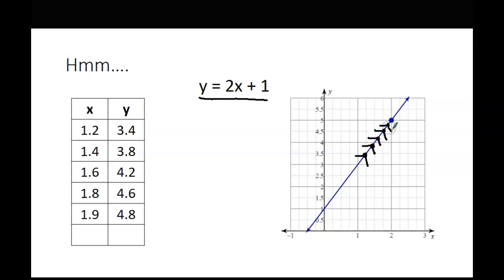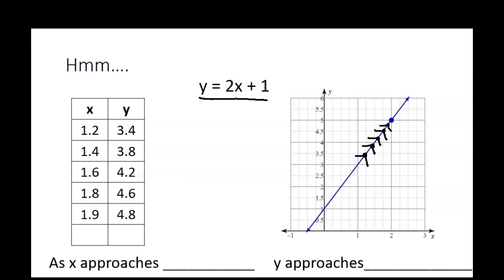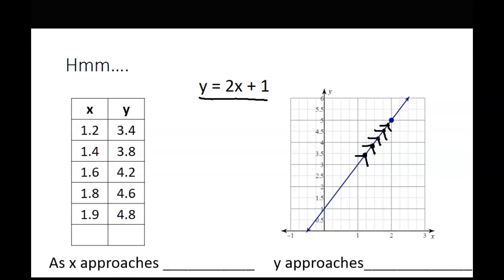right? So I'll turn these dots into arrows. And we're approaching something there, aren't we? What are we approaching? So let's take a look at this. As x approaches blank, y approaches blank. So let's take a look at our x's. My x is going from 1.2 to 1.4 to 1.6 to 1.8 to 1.9. What x value am I getting closer and closer to here? What x value? Well, x is approaching 2, right?